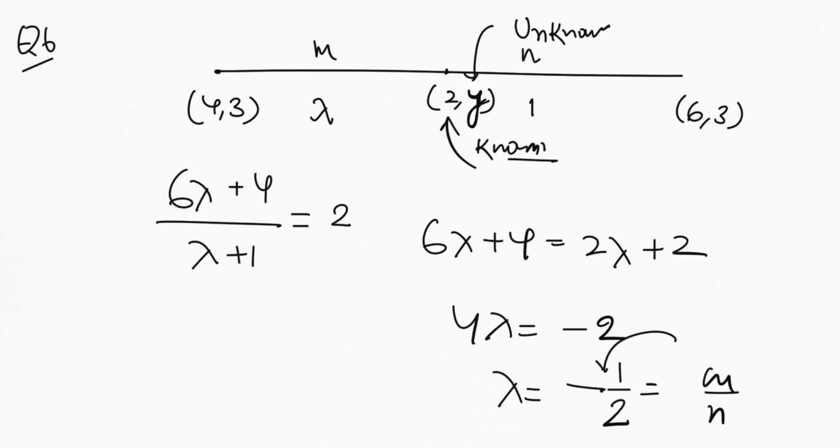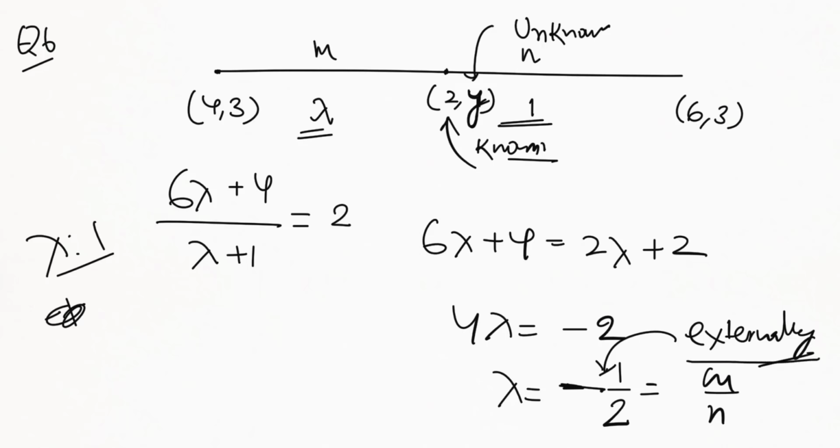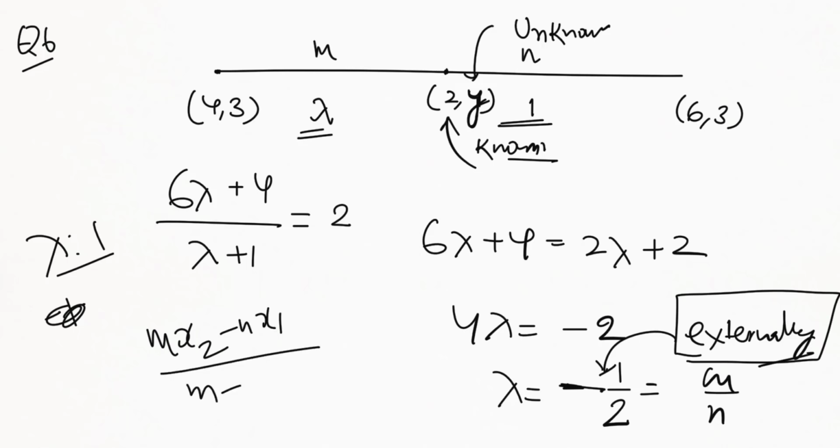And when the sign is negative, this is external division. Although we are using the formula of internal division, lambda is to 1, whenever this sign comes negative, that means this is external division. Alright, so this will not lie here, it will lie somewhere else outside this segment. Why are we saying when this is negative, this is external division? Because if we see the formula, this will become kind of this, right, plus to minus. That's why this is external division.